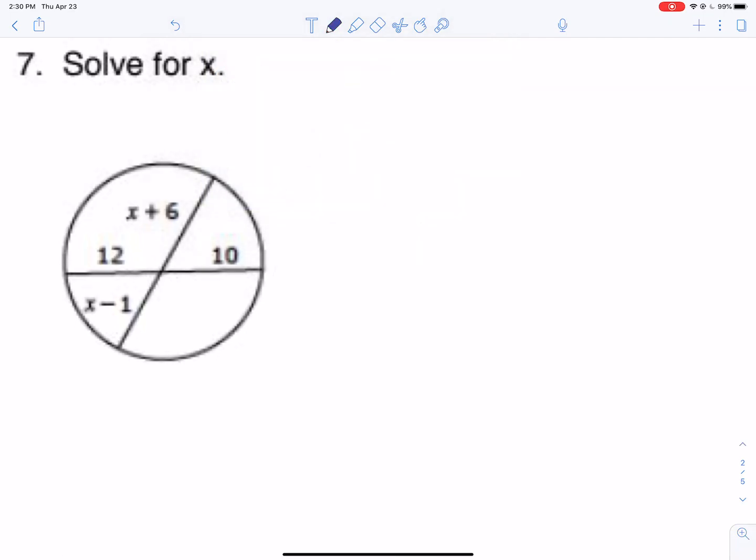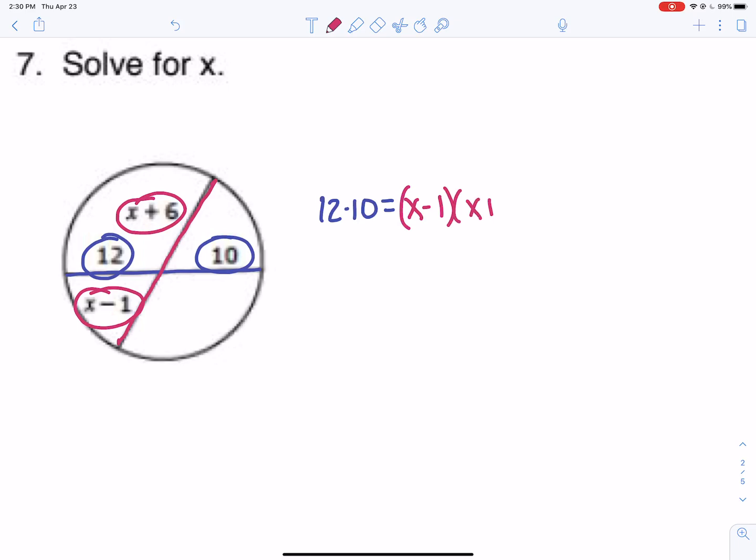So for this one, it's back to a type 1 problem. We can say that these chords intersect inside the circle. So 12 times 10 would equal x minus 1 times x plus 6. All right, and so what we end up with is 12 times 10 is 120. We would have to FOIL these two binomials together. So whichever method you prefer, you would take those and FOIL them. And we would end up with x squared plus 5x minus 6.